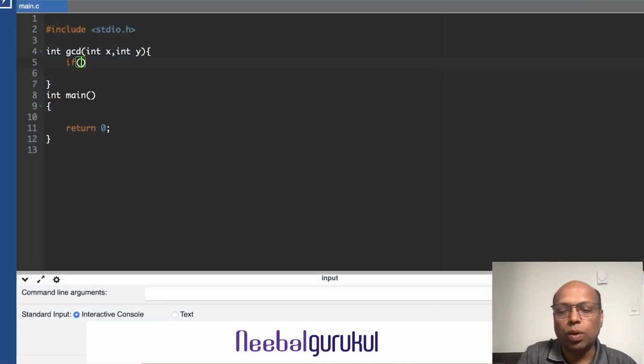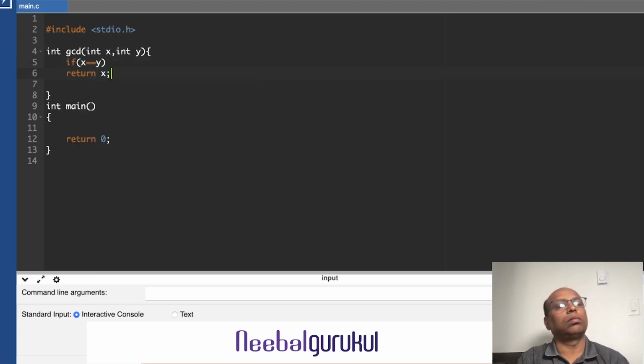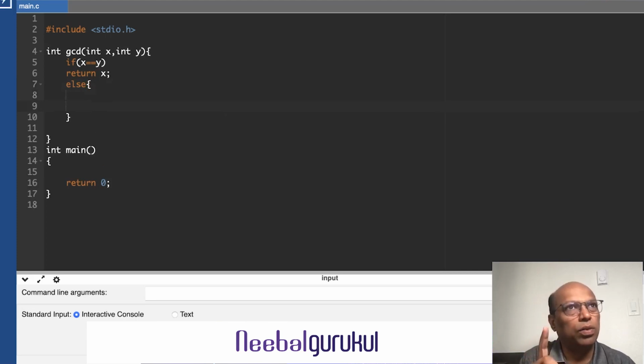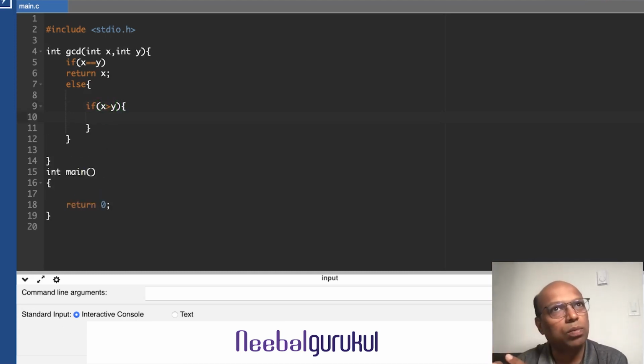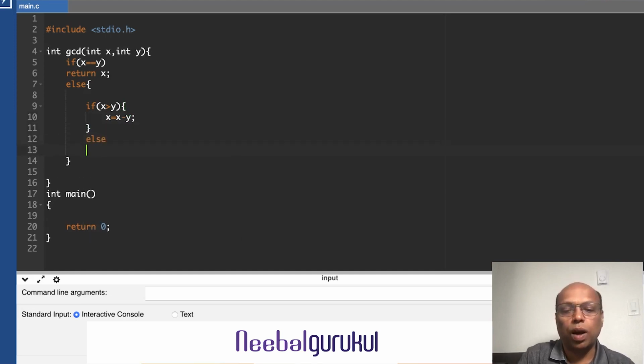If both are equal, what should I do? Return x. That is the base component. What we said was the GCD of 125 and 175 is the same as the GCD of 125 and 50. Therefore, I'm going to say if x is greater than y, because we said subtract the smaller from the larger and store it in the larger, x is equal to x minus y, else y is equal to y minus x.